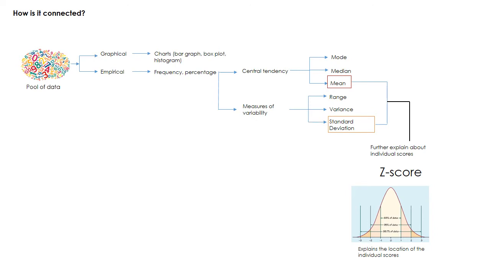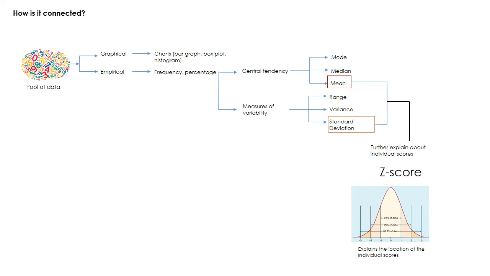Now we are going to move on to inferential. Before moving into inferential, making comparisons, we are still at a very early stage of inferences, so it's still descriptive. What we would like to do here is identify or explain the individual scores that we have in our data.